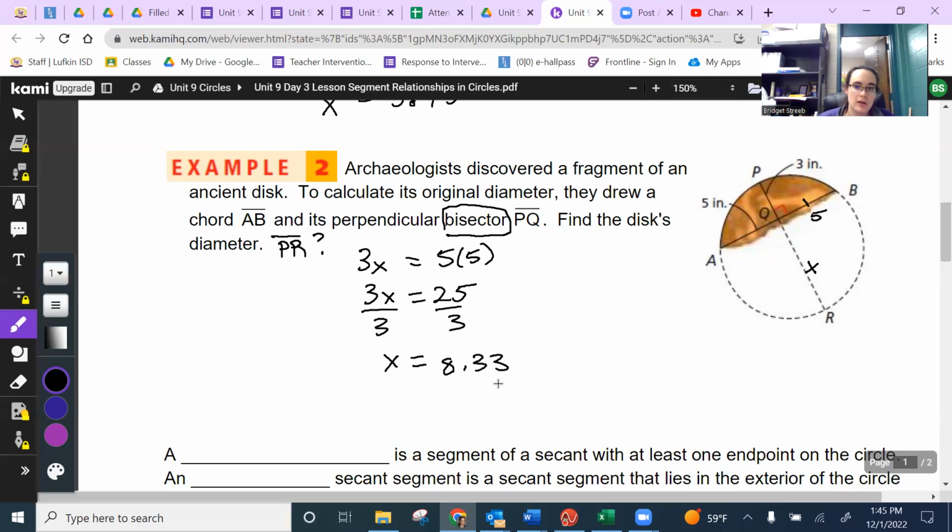8.33. However, this is not my final answer because we're looking for the diameter, not just a piece of that chord. So now, to find the length of PR, we need to add 8.33 and 3. And that gets us 11.33 inches.